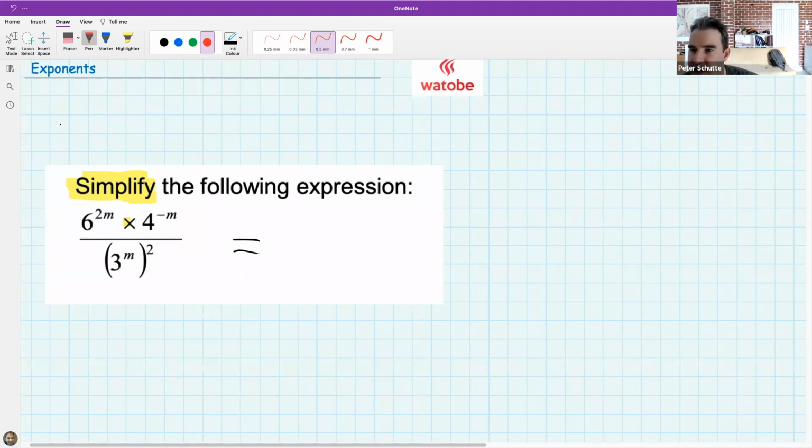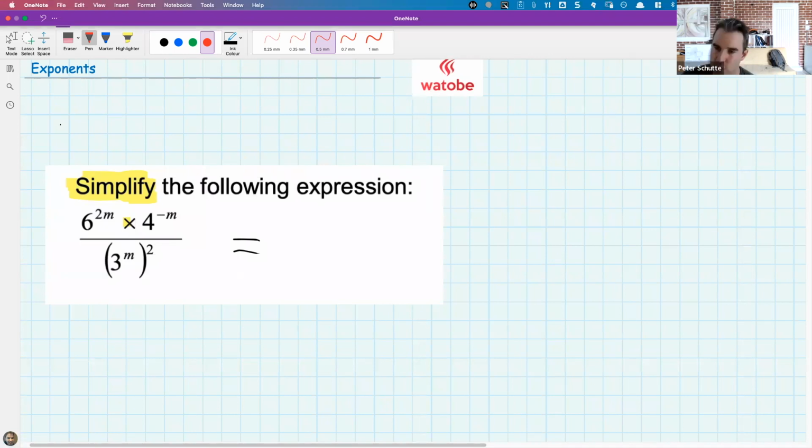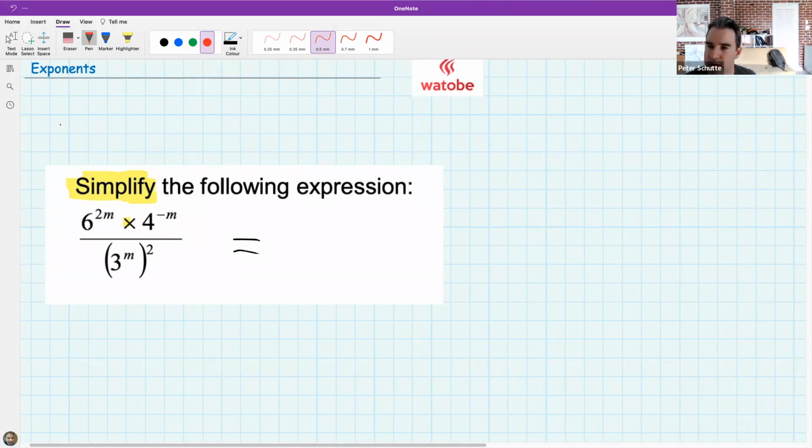Okay, I see Philly's hand is up. Philly, what do you think? What's your thinking for this question? How would I simplify this? Hello, Philly. There we go. What do you think? I think we bring the 4 with the negative down. Okay. Yeah. Awesome.